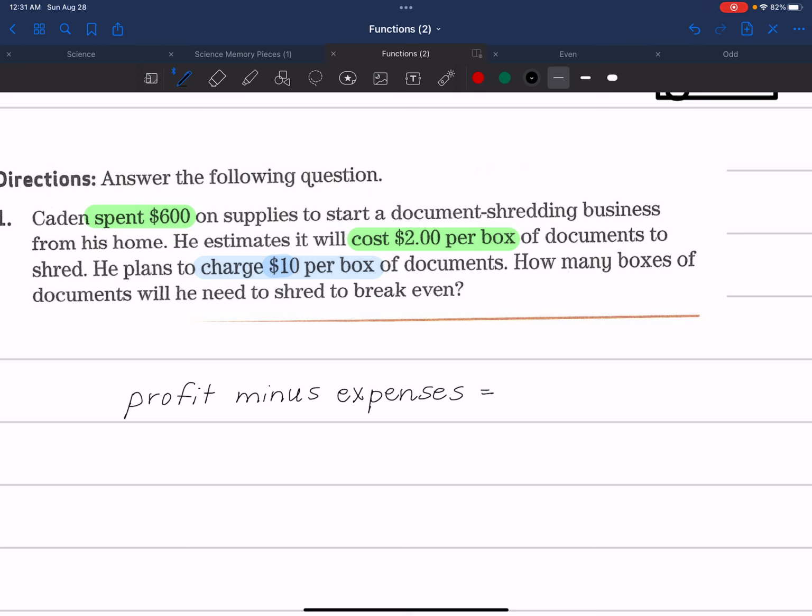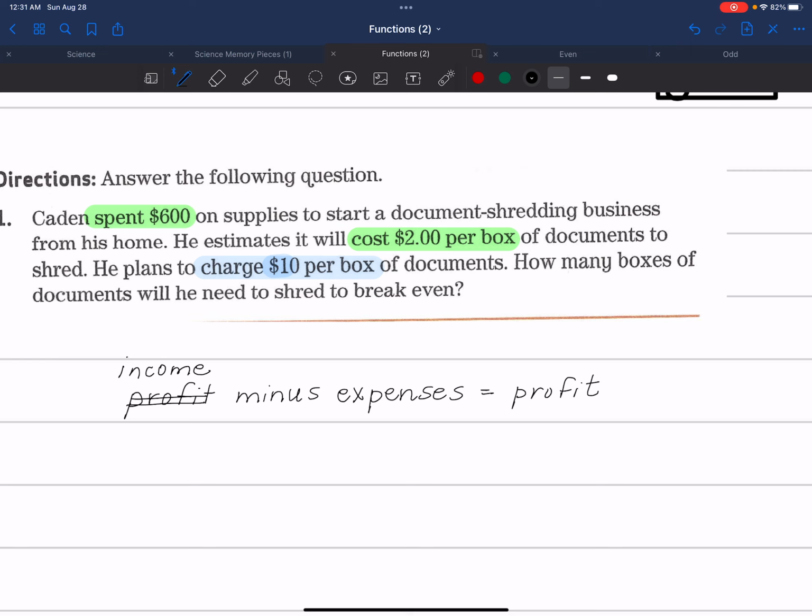And I'm going to reword this actually. Instead of profit here, I'm going to put his, let's say income, minus his expenses equals his profit. So get the story fixed in your mind first. What is the pattern, the formula, the relationship that we're looking for?